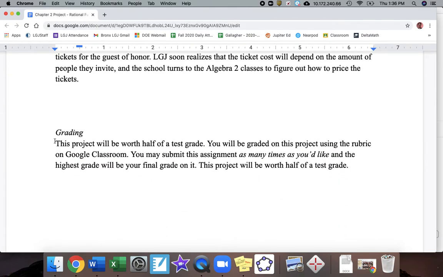Now, this project's going to be worth half of a test grade. For instance, your tests are all worth 100 points. This one's going to be 50. You're going to be graded on the rubric that's on Google Classroom already. The same rubric is going to be on Jupyter. You can submit this assignment as many times as you'd like at no penalty, and the highest grade will be your final grade on it. Okay?